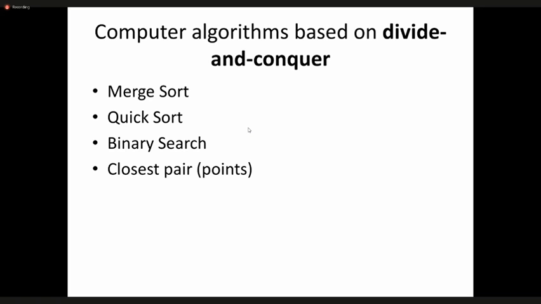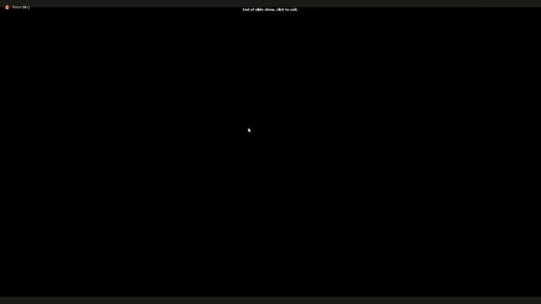Anyway, you don't have to worry much about these things except this closest pair algorithm. Mainly I'll be discussing binary search because searching is also there. Then sorting also I'll be discussing. Right, that's about divide and conquer.